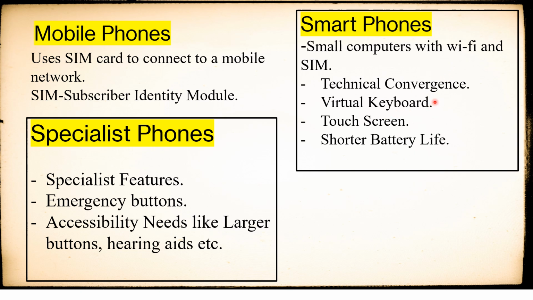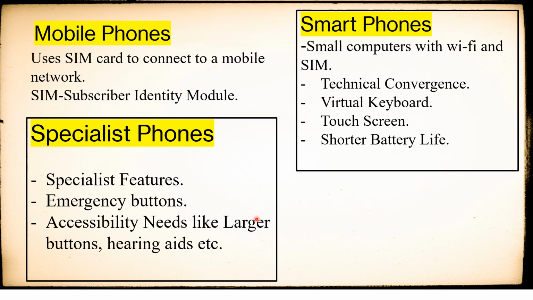Then most smartphones have a virtual keyboard and a touch screen that can be used. Then we have different applications on the smartphone which make our tasks easier. The major disadvantage of a smartphone is that it consumes a lot of power. Power consumption is very high compared to a mobile phone. Therefore, it has a much shorter battery life and has to be charged more regularly than normal mobile phones. That is the disadvantage of smartphones compared to mobile phones.